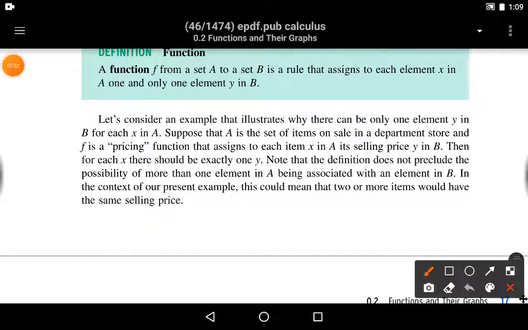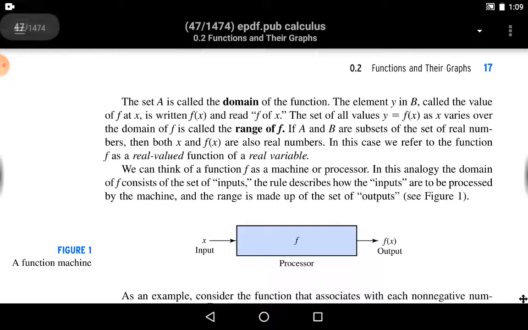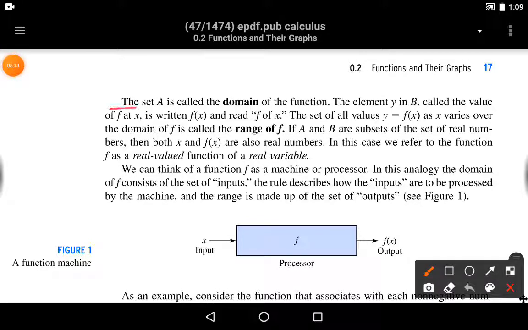Here we are explaining once more what a function is. A function f from a set A to B is a rule that assigns to each element x in A one and only one element y in B. Okay. The set A where it starts is called the domain of the function, and the element y in B is called the value of f at x. Okay, or f evaluated at x, or we call it f of x.